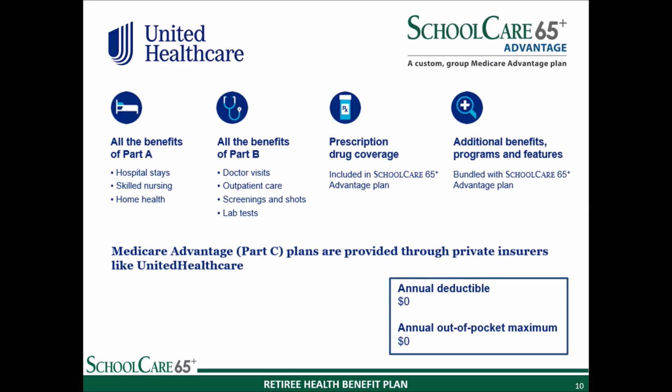Now, let's look at how the coverage of the plan works. Your Medicare Advantage plan with SchoolCare will cover all of the Part A benefits: inpatient hospital, skilled nursing, and home health; all of the Part B benefits: doctor office visits, outpatient care, and labs; Part D, prescription drug coverage, as well as offer additional benefits and programs beyond Original Medicare. You will continue to retain all the rights and privileges of Medicare, but your benefits and claims will be processed by United Healthcare, and there are no deductibles on the plan and no out-of-pocket maximum.